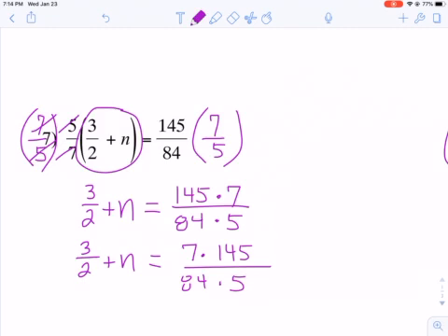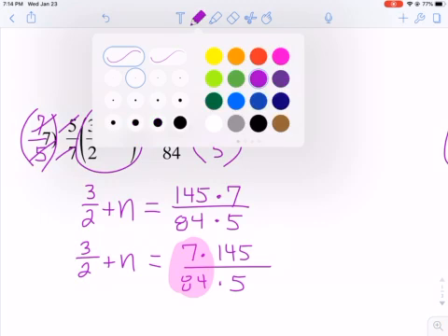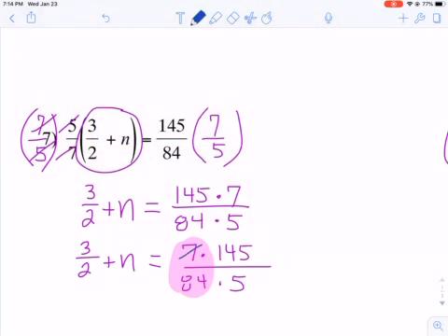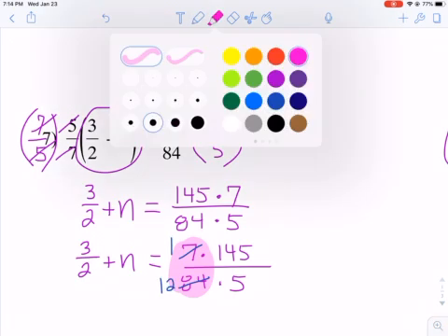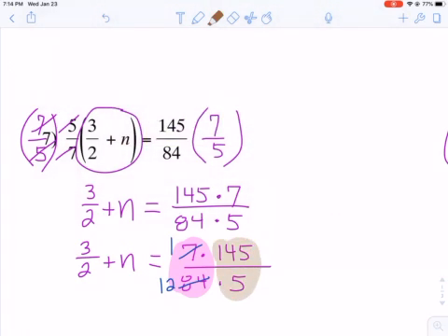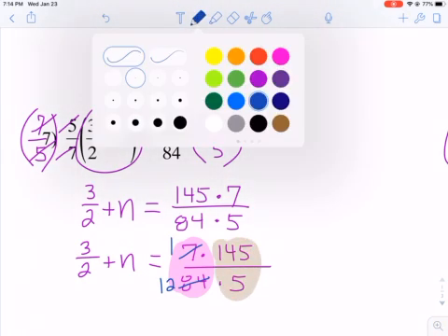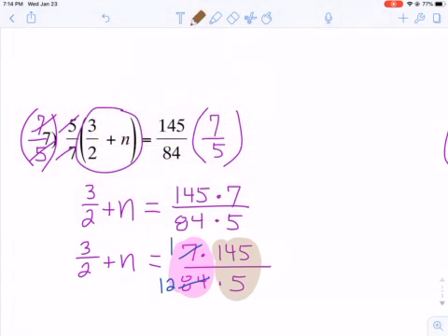Why am I doing such a thing? Here is why. Because now I can simplify 7 over 84, which, if I do that, they're both divisible by 7. 7 divided by 7 gives me 1. 84 divided by 7 gives me 12. Now, I have another fraction on the other side here, right? 145 over 5. I can simplify that if I divide them both by 5. 5 divided by 5, nice and easy, gives me 1. 145 divided by 5 gives me 29. Done this a few times, that's why I know it off the top of my head.